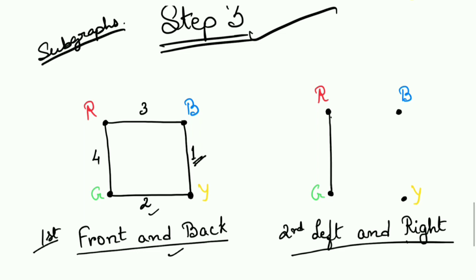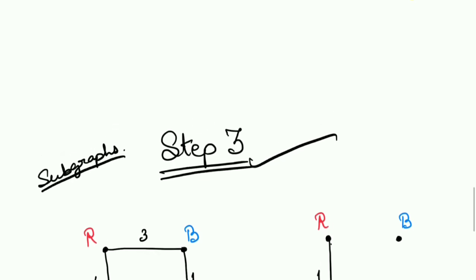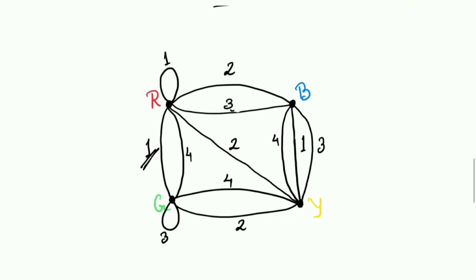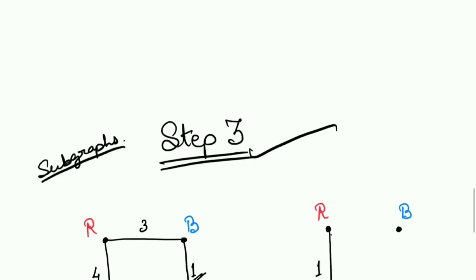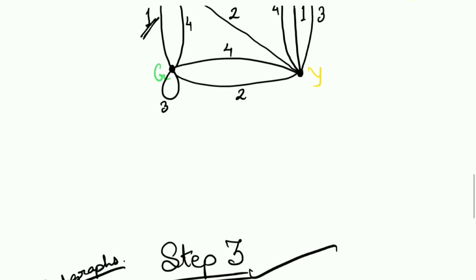Now let's consider red and green for 1, because we have already considered blue and yellow for front and back. So red and green for left and right from cube 1. For 2, let us consider red and blue. We are going accordingly. So red and blue, we will consider edge 2, that is from cube 2.